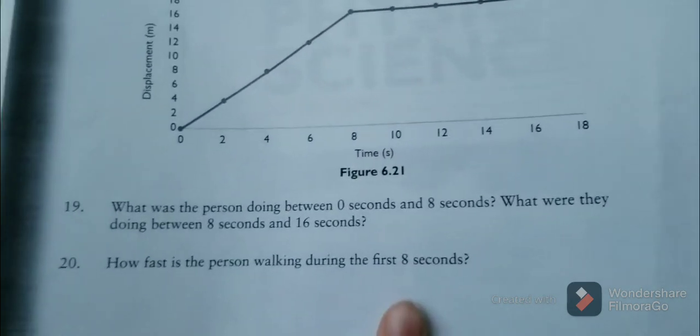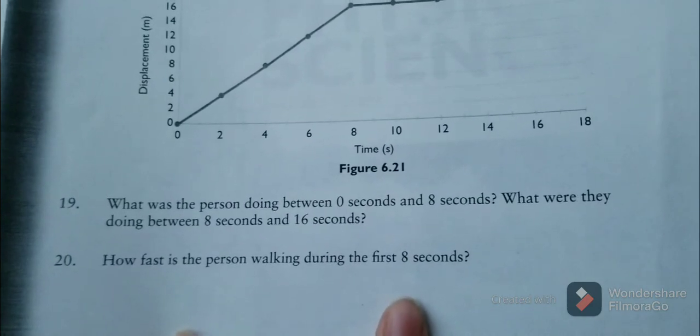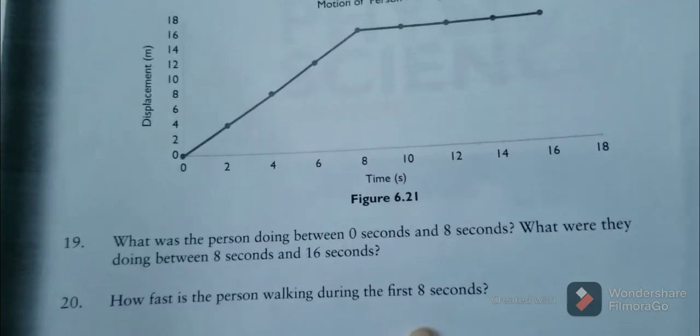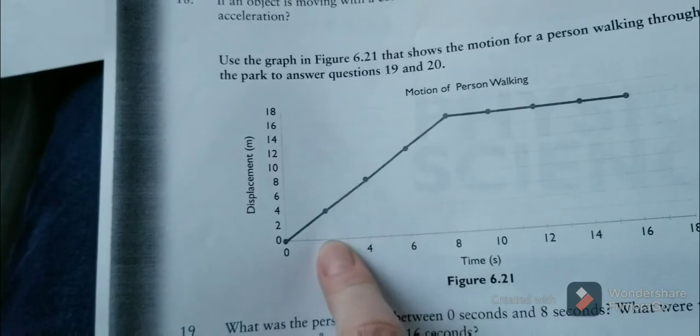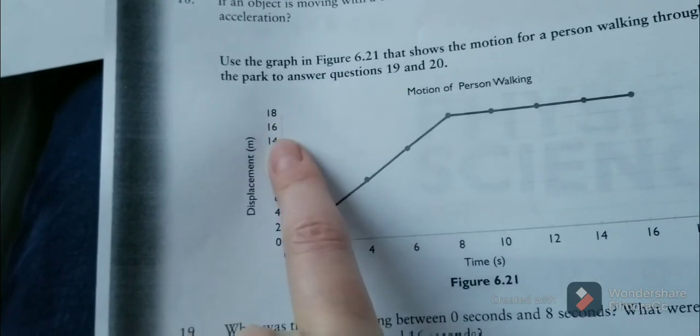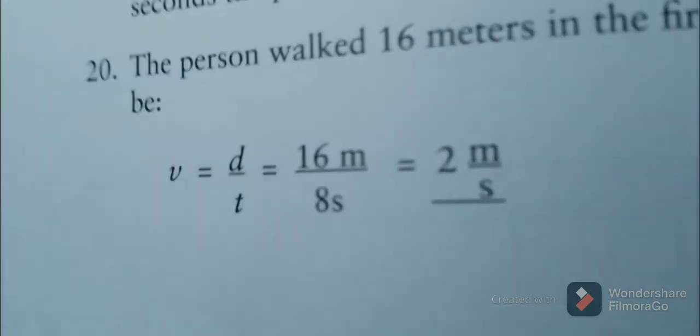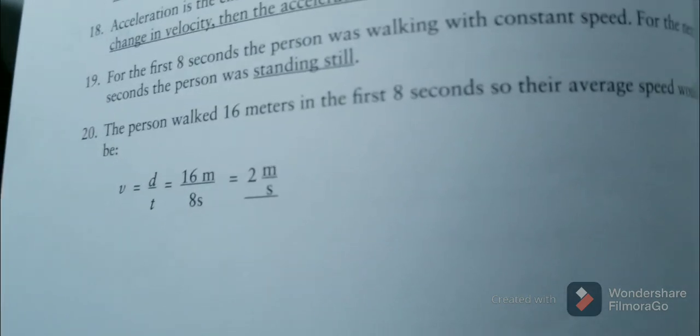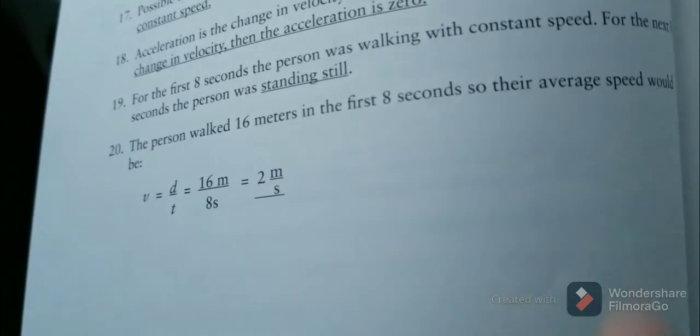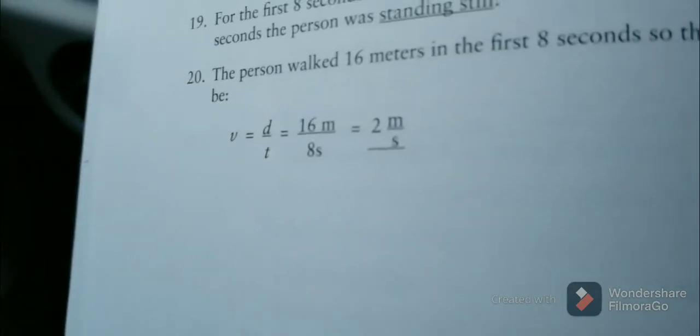Okay, last question. How fast is the person walking during the first 8 seconds? All we have to do is take our velocity equals distance over time equation. How far did they go? 16 meters over 8 seconds. We can do that math in our head, or look at the answer key right here and see that it is 2 meters per second. It asks for their average speed, so we don't have any directional information on that.